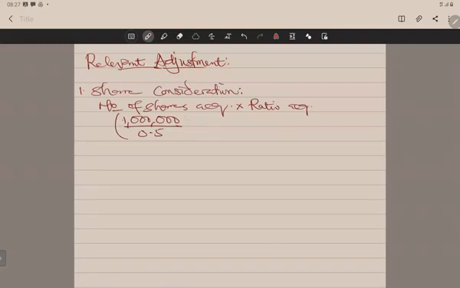The number of shares acquired is 60% of 1.1 million divided by 0.5. Then the ratio you acquired is 3/4. And that was how we got our 900,000 shares, the one we did earlier.